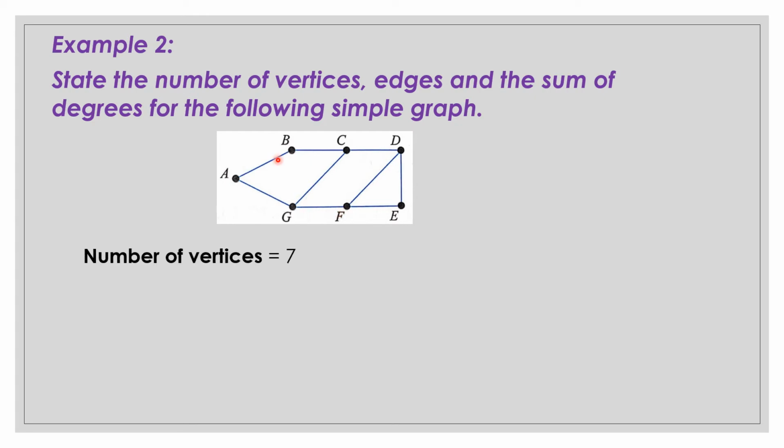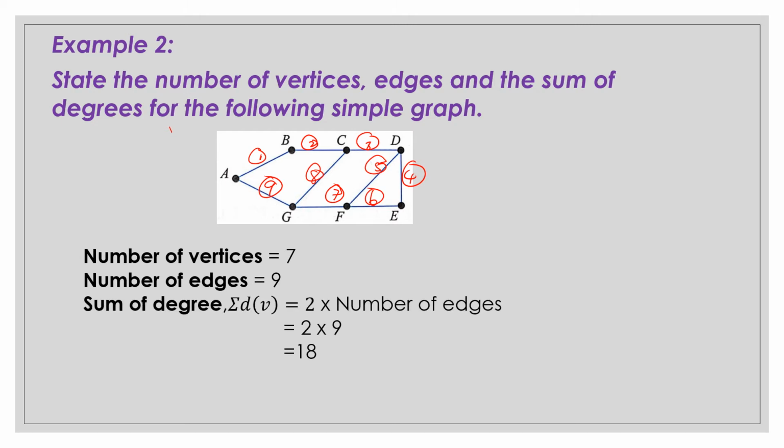And how about the edges? So for the edges, you have 1, 2, 3, 4, 5, 6, 7, 8, 9. You got 9 edges. Then the sum of degree is twice the number of edges. So 2 times 9, you have 18.